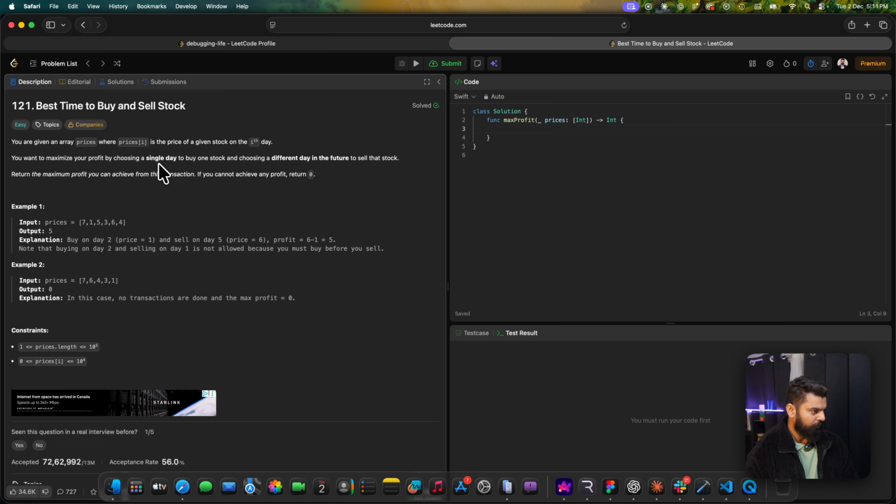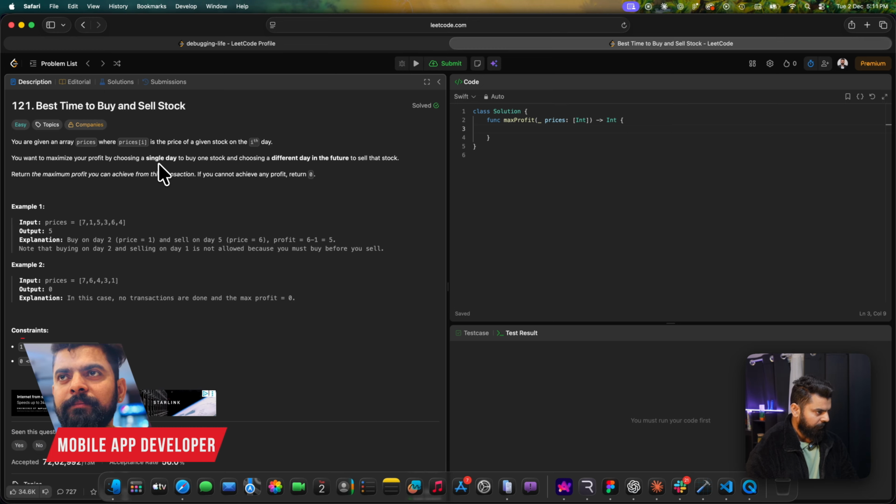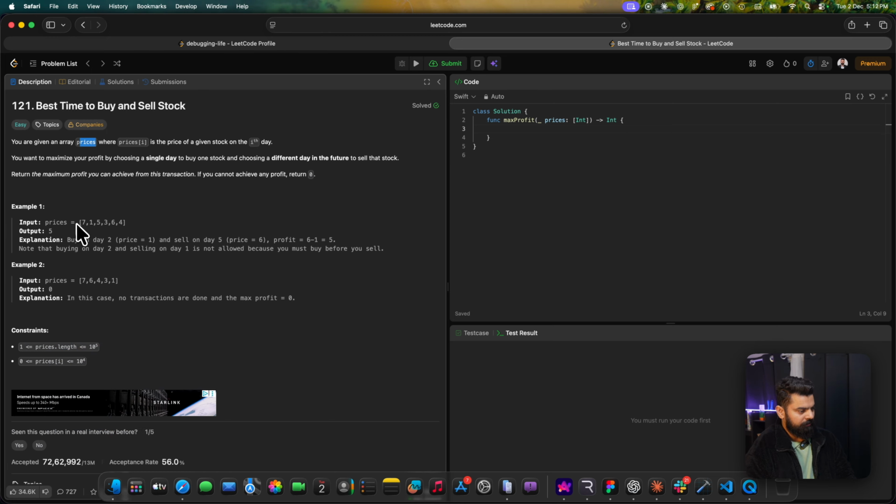So I'm going to read this problem. The problem is Best Time to Buy and Sell Stock. Okay, so you are given an array prices, which is this array, where prices[i] means this value is the price of the given stock on the ith day. These are considered days, and these are considered prices as well. So you want to maximize your profit by choosing a single day to buy one stock and choosing a different day in the future. Okay, we need to keep this in mind.